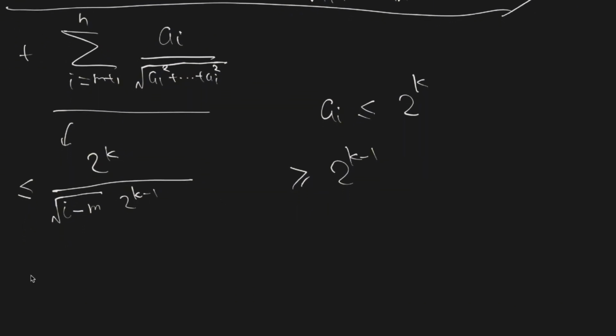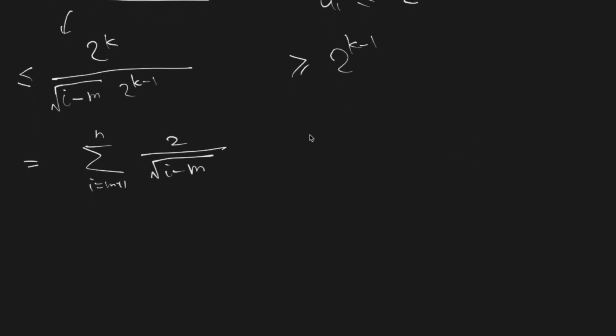And so this should be equal to, by the way, I need to write the sigma in again, the sum from i equals m plus 1 to n of 2 over root i minus m. And doesn't this look familiar, perhaps? Well, this looks exactly like the integration thing we just did earlier, and maybe we can do the same integration trick. So let's try that out.